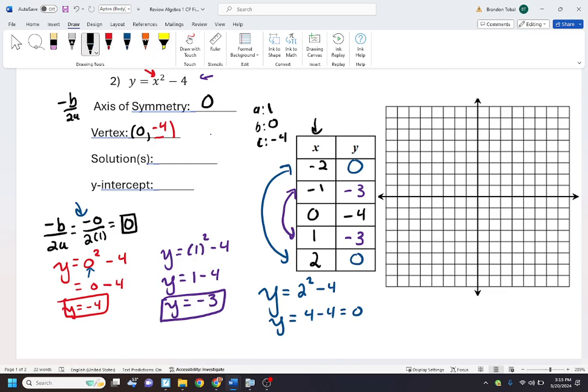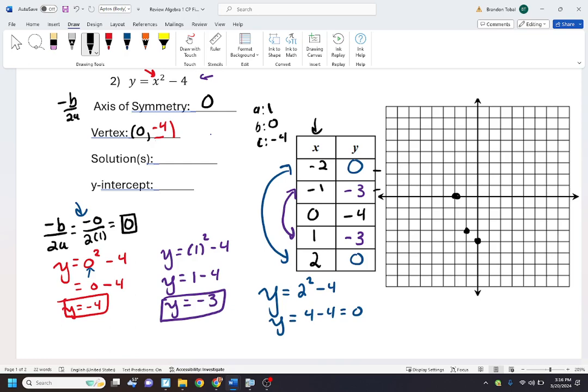So now we're going to graph this. Negative 4, 0. I'm doing the top part, right? So negative 2, 0. So 2 to the left, and 0 up and down stays there. So -1, -3: left 1 and down 3. Then 0, -4: that's left and right 0 and down 4.